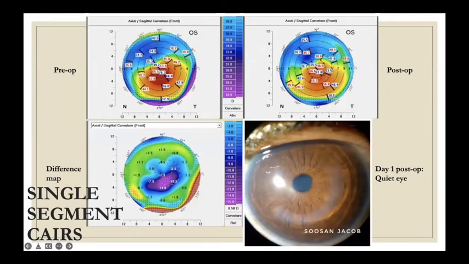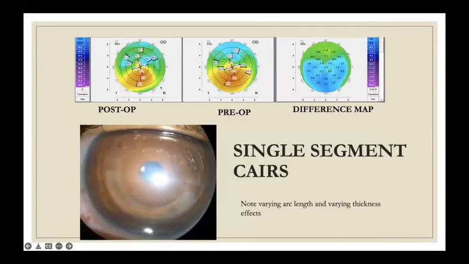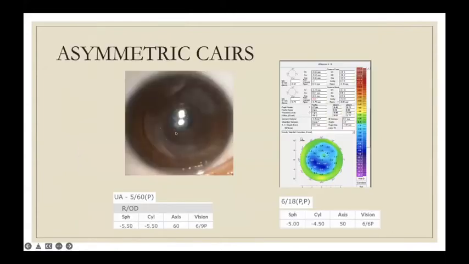You can see this is a segment and you've got a flattening, a post-operatively better picture with about 14 to 15 diopters of flattening varying in different areas. And the interesting thing is that the amount of flattening that you get does vary with the topography as well. Again, different examples of single segment CAIRS. Here's an asymmetric CAIRS where even though the thickness is the same, the arc length is different on either side. Here there's a longer arc length and here there's a shorter arc length used. You can also see the difference in the flattening that's achieved.